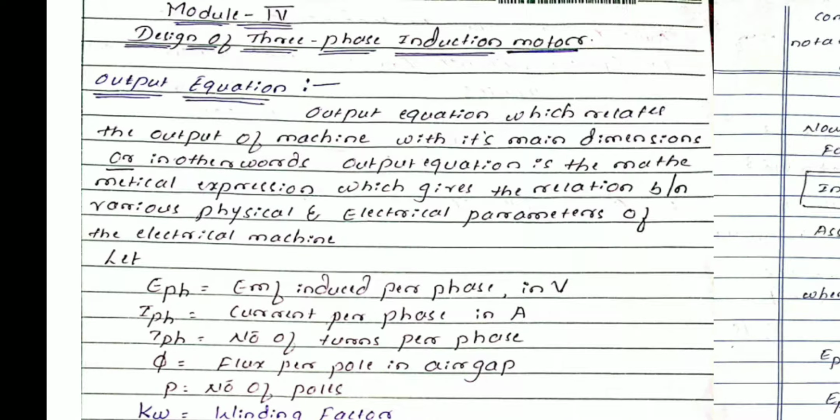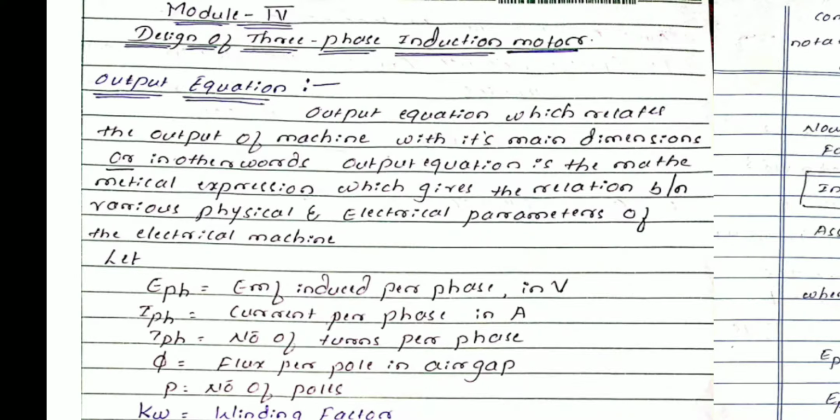In the previous session we have already discussed the basic concepts about the induction motor itself. In today's session we'll discuss the output equation. So what exactly is the output equation? The output equation relates the output of the machine, the output kVA, with its main dimensions. What are the main dimensions? One is the diameter of the stator bore, and the other is the armature core length. Getting my point?